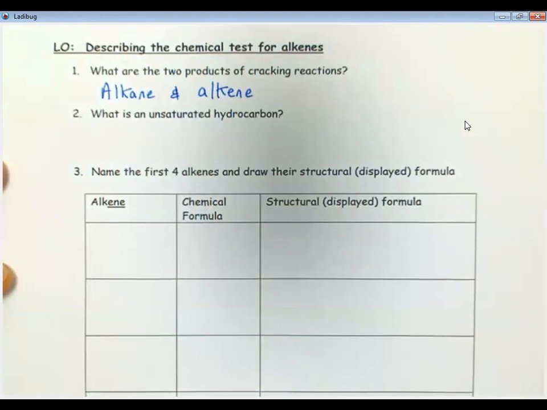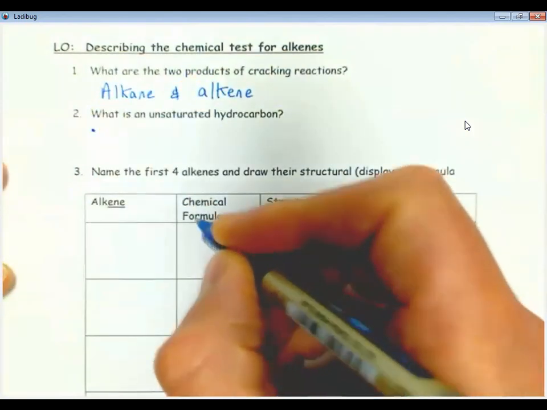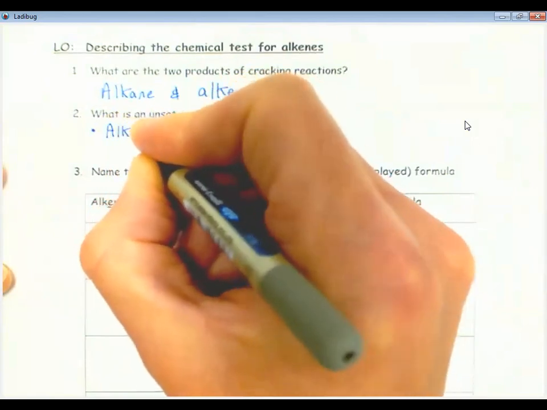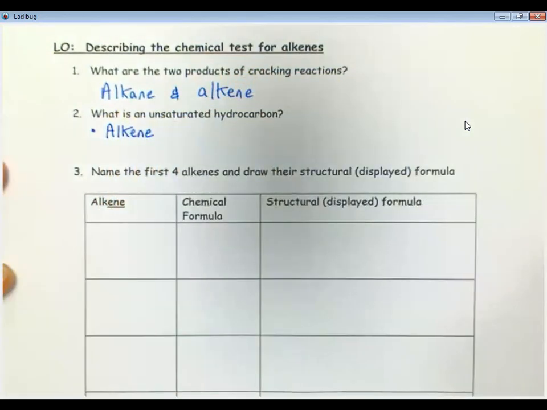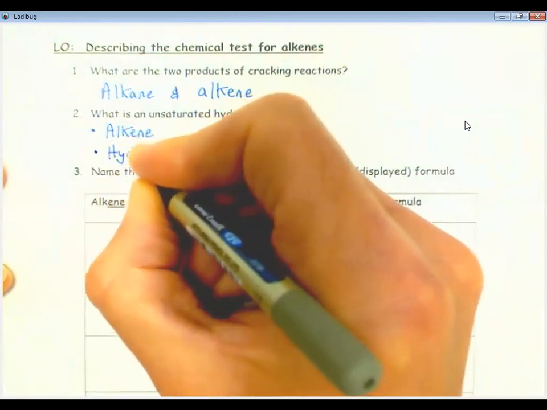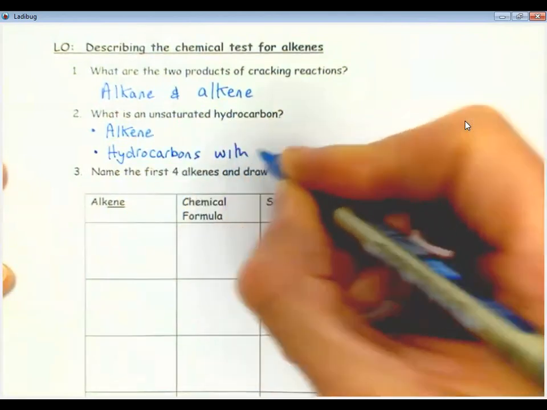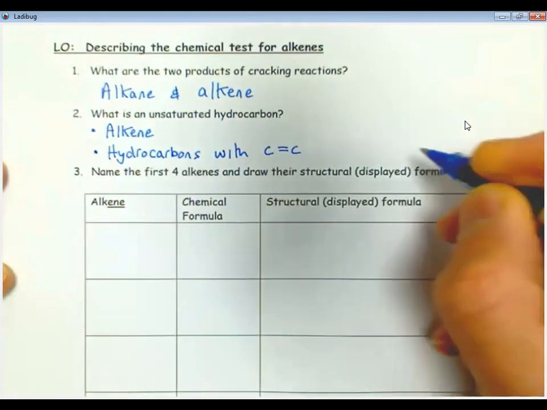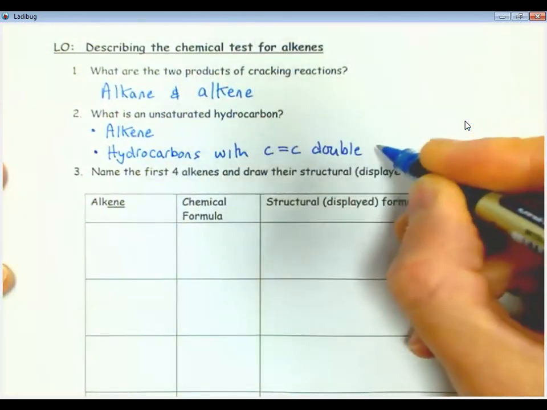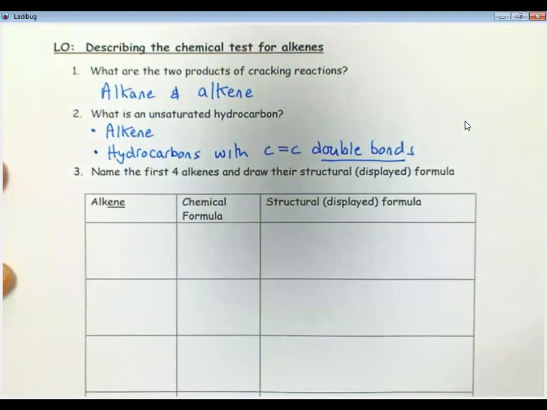Question number 2 says, what is an unsaturated hydrocarbon? 2 bullet points. That's essentially another name for an alkene. So unsaturated hydrocarbons are alkenes. And the unsaturation is about the bonds it contains. And alkenes are hydrocarbons with carbon-to-carbon double bonds. So with these carbon-to-carbon double bonds.